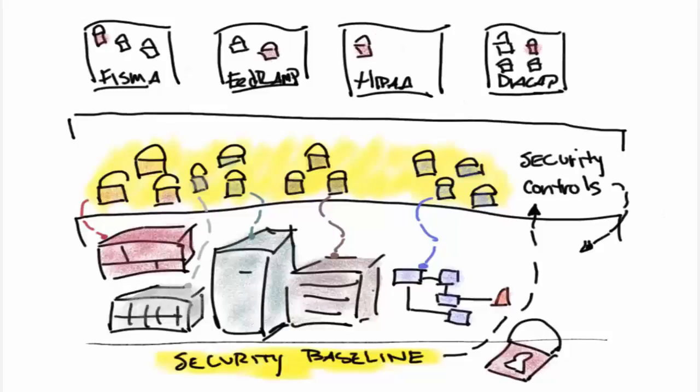Now, ATO, FISMA and FedRAMP, HIPAA, DICAP is a collection of these security controls, but you can have an ATO outside of these specific ones that I've mentioned here. Just remember, an authority to operate is securing the baseline with all of the security controls to do the work.